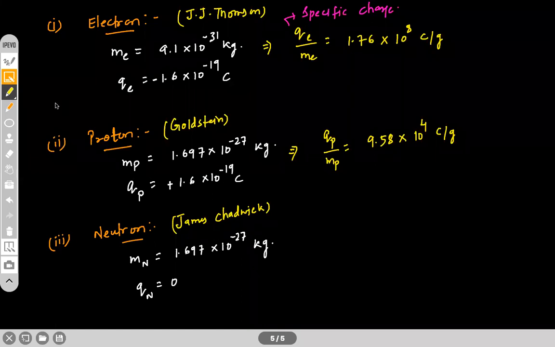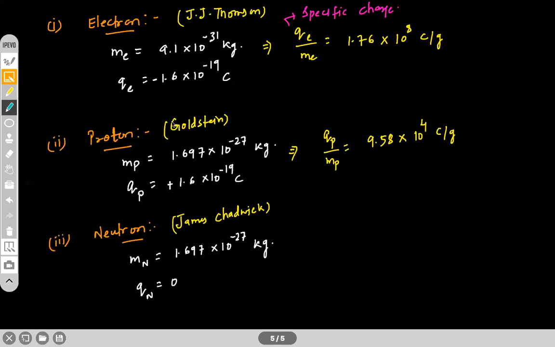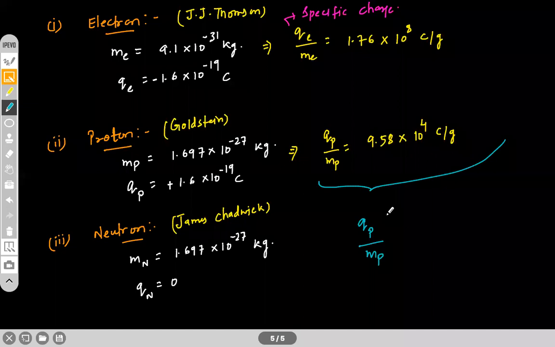So what we can write, if you see this comparison, Qp by Mp, the specific charge of proton is lesser than that of electron. This you must keep in mind.